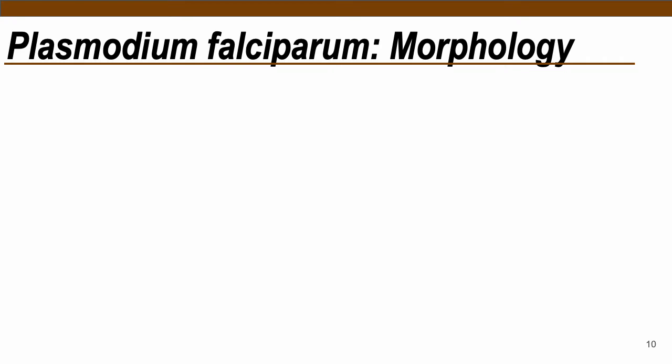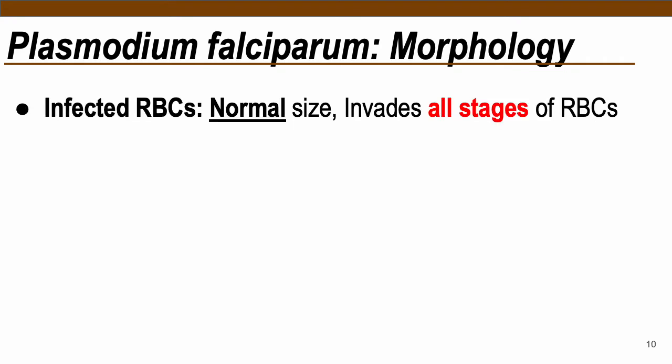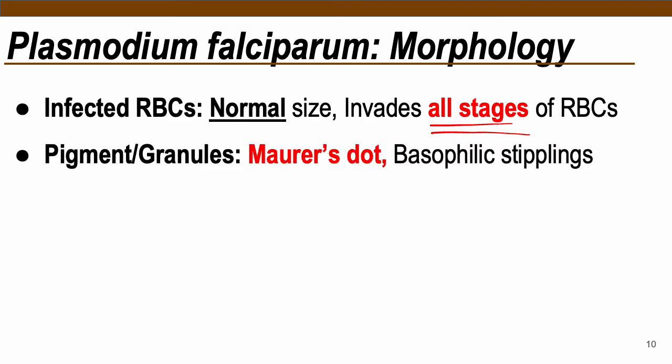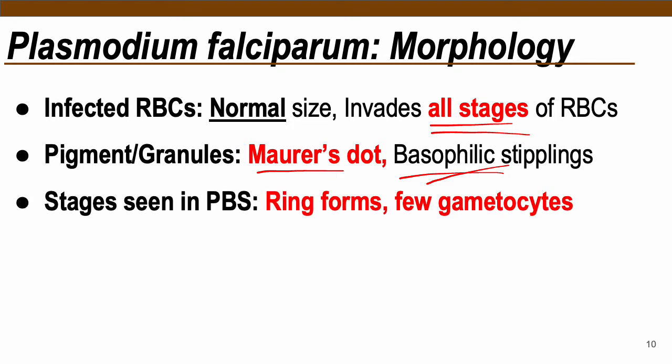So for Plasmodium falciparum, the infected RBCs are normal in size, but remember this parasite invades all stages of red blood cells. That's why this is called the malignant malaria, because it can attack different stages of red blood cells, including your immature or reticulocyte and also your mature RBC. In terms of the presence of pigment or granules, this is called your Maurer's dots, but in some textbooks, this is also called your basophilic stipplings. For diagnostic purposes, a peripheral blood smear is used, so ring forms and gametocytes are the diagnostic stages of this parasite.